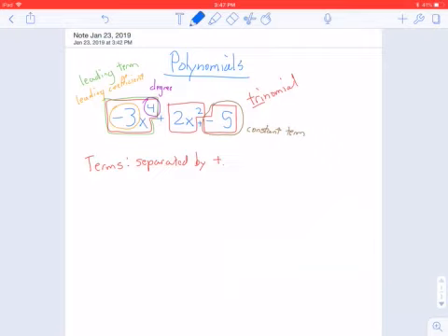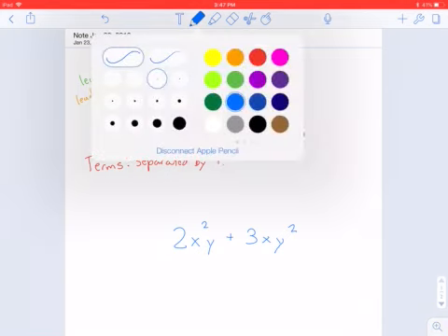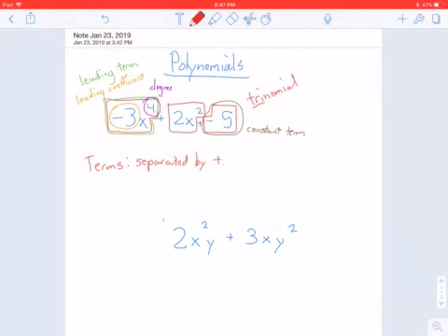How about 2x squared y plus 3xy squared. Okay, here's another polynomial, but this time this polynomial happens to have two variables. That's okay. You can have a polynomial in more than one variable. How many terms are there? Well, you guessed it, there are two terms. Remember, terms are separated by addition. There's two terms. Well, a two-term polynomial is called a binomial. Bi as in two.